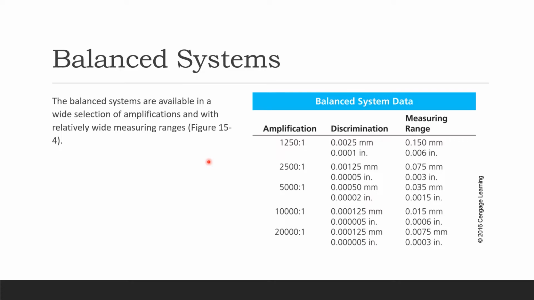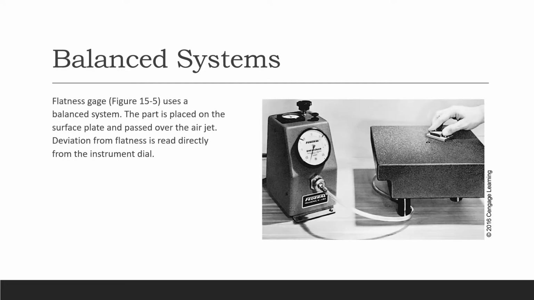Balance systems are available in a wide selection of amplifications and with relatively wide measuring ranges. So you can see right here the balance system data. Here you have different amplification, discrimination, and the measuring range. Amplification, when you take a look at it, this ratio is pretty easy to read. Every 1 unit you can amplify all the way to 1250, and we have different ratios for amplifications. You already know what discrimination is and the measuring range.